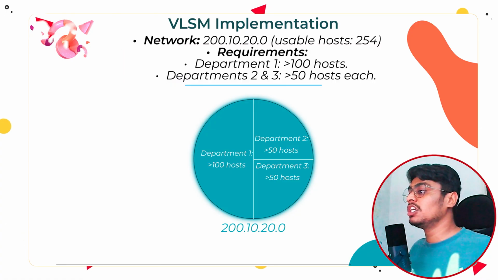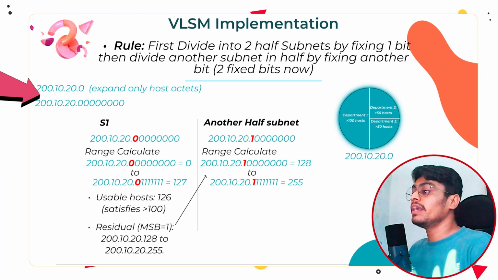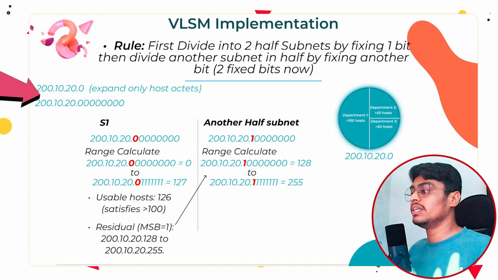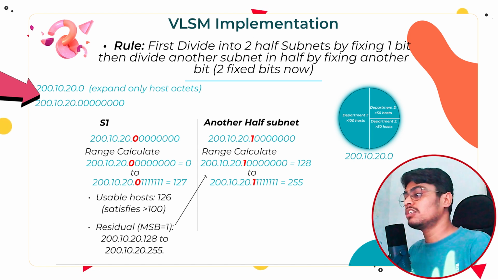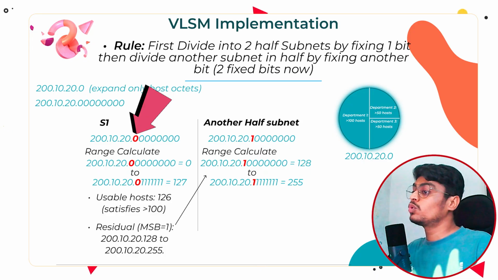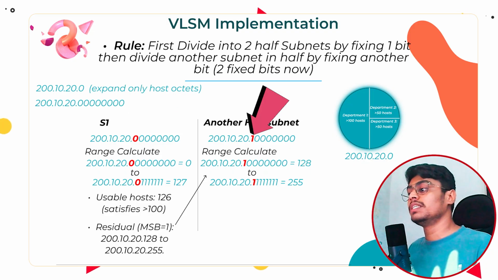Now what is the implementation process? Taking 200.10.20.0, the 8 host bits are currently all zeros, representing the network ID. Now what is step 1? Create the first division: reserve the first most significant bit and fix it to 0. This divides the network into two equal parts. S1 has first bit equal to 0, S2 has first bit equal to 1.